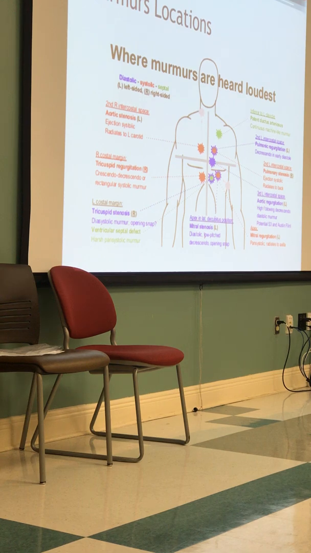Where do we listen for mitral regurg? Left sternal border, mid-clavicular line. Where does it radiate to? Axilla. Okay? Now, if you look, where is the pulmonic valve? When we listen for pulmonic issues, where do we listen? Second intercostal space. Okay? And for pulmonic regurgitation, we're going to listen right there.